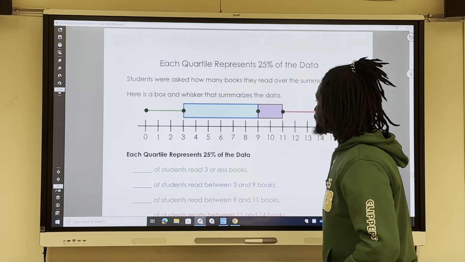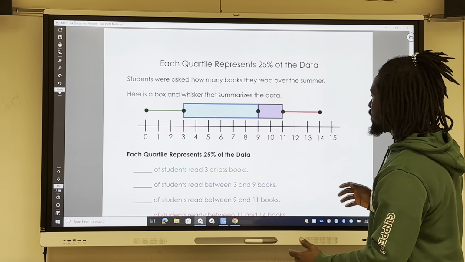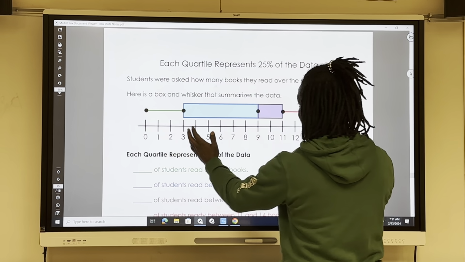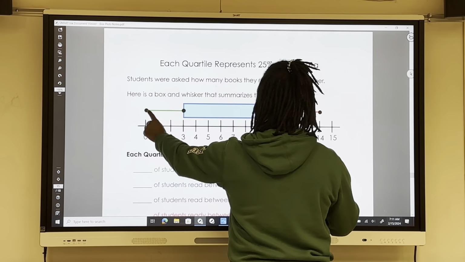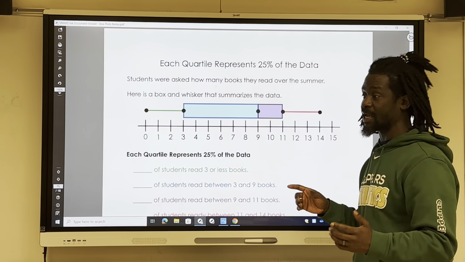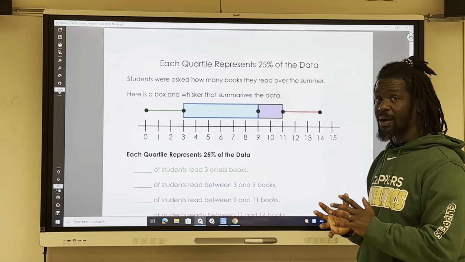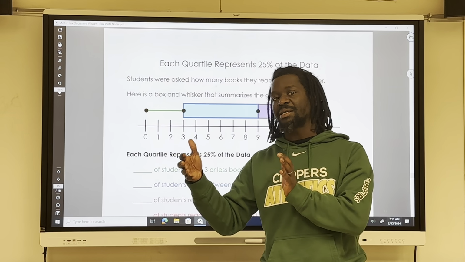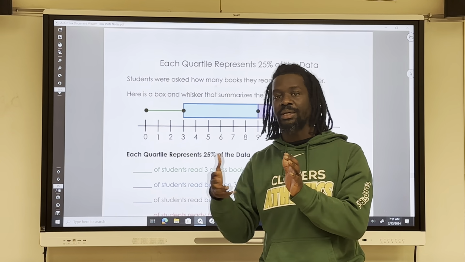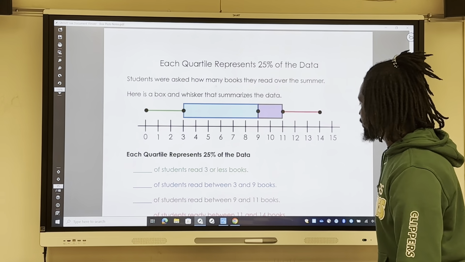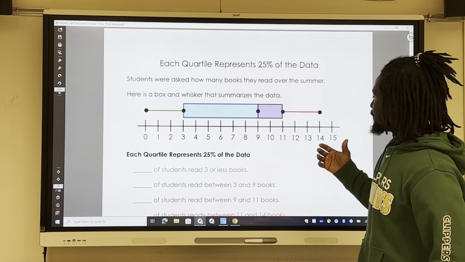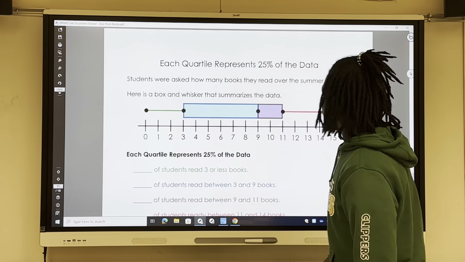Looking at this box plot, I can immediately know that the numbers in this set are between 0 and 14, because that is my minimum value and that is my maximum value. So I know all the numbers in my set of data fall within that range. So that's one thing I know.